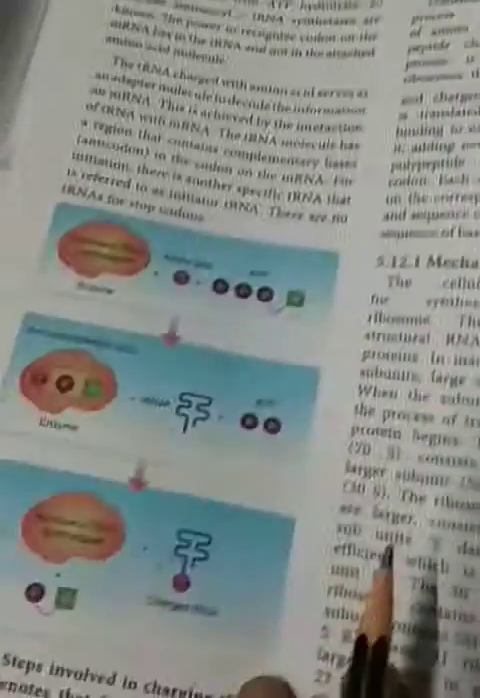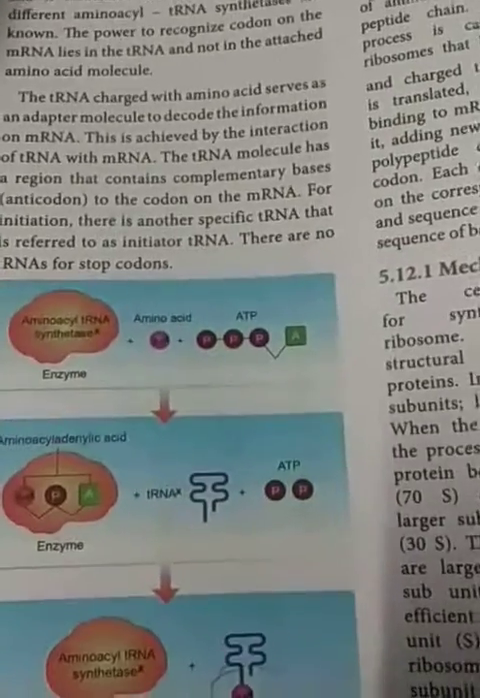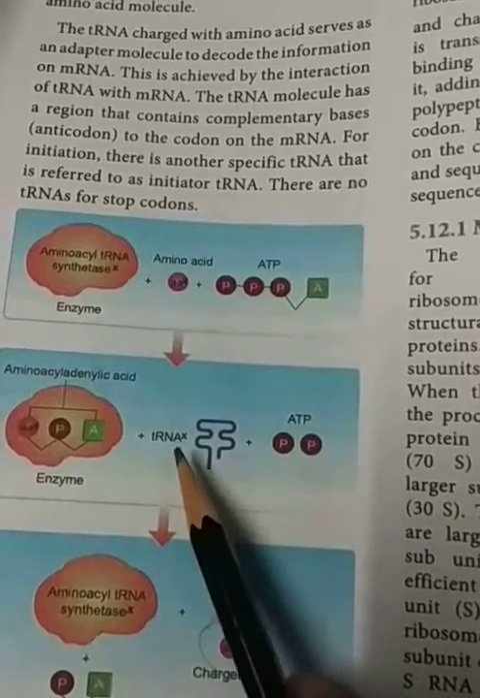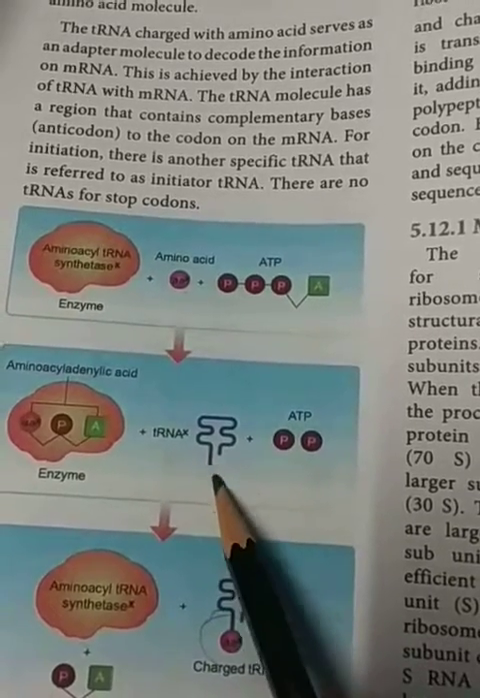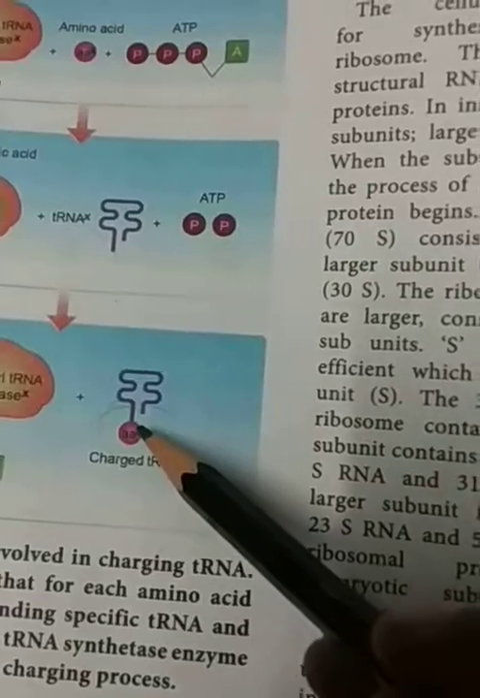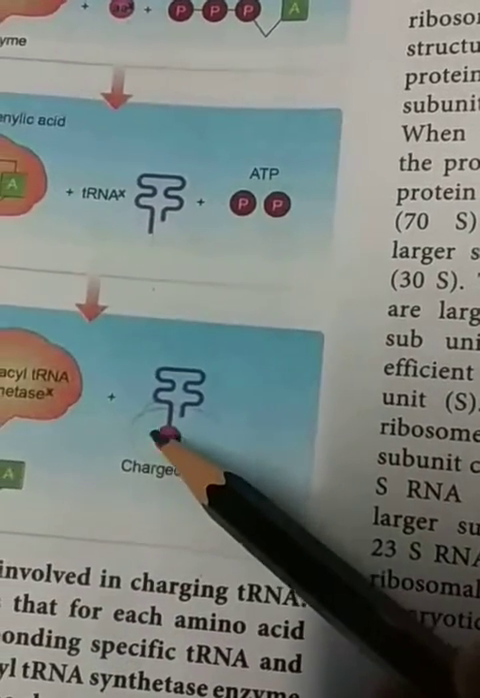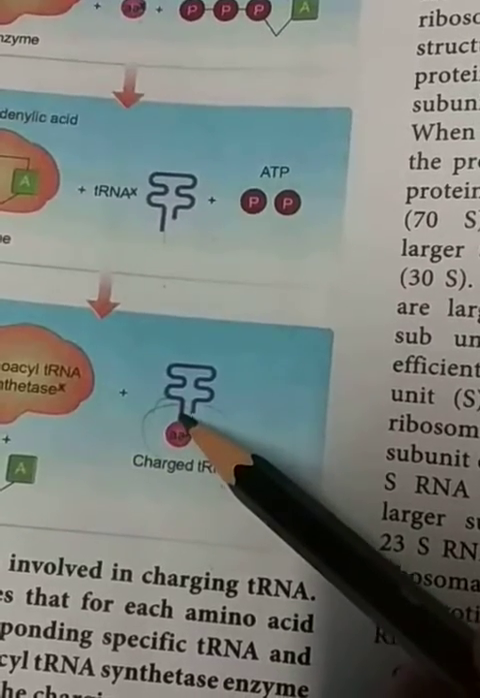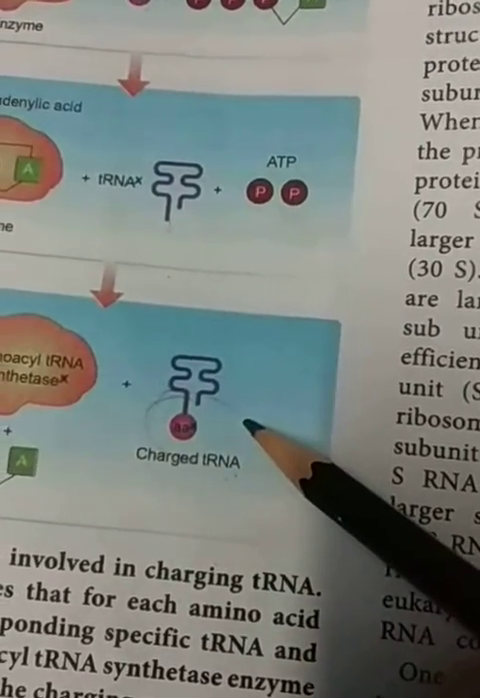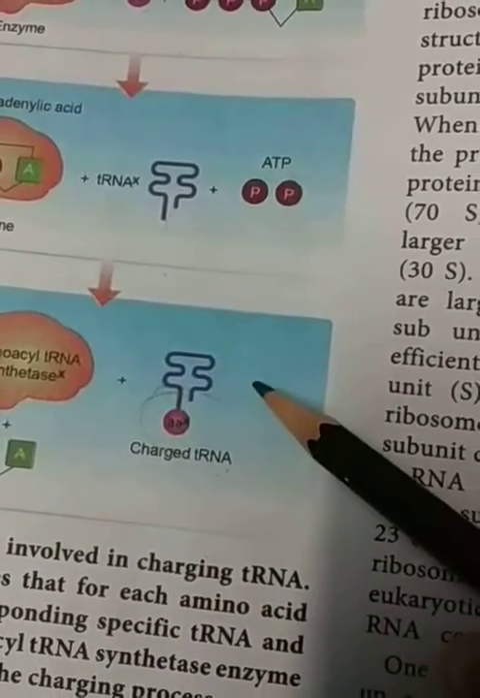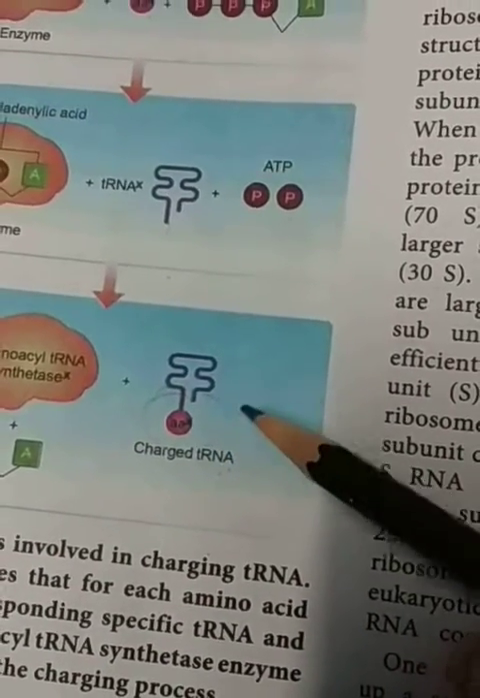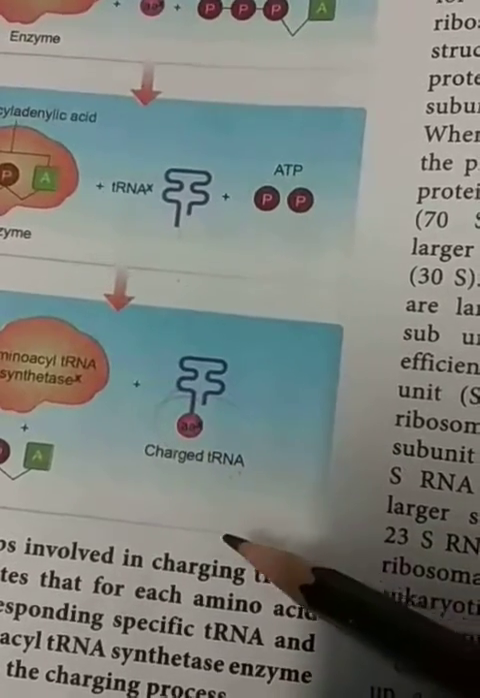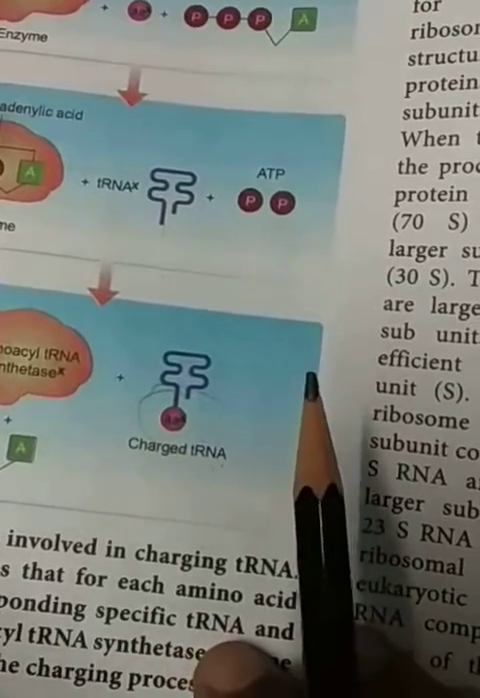Can you all understand? The process of addition of an amino acid to the tRNA molecule is known as aminoacylation. Process of what? Addition of an amino acid molecule to the tRNA molecule. That is the charged tRNA, and that process is known as aminoacylation or charging. Without the addition of the amino acid to the tRNA, that is known as the uncharged tRNA. Can you all understand?